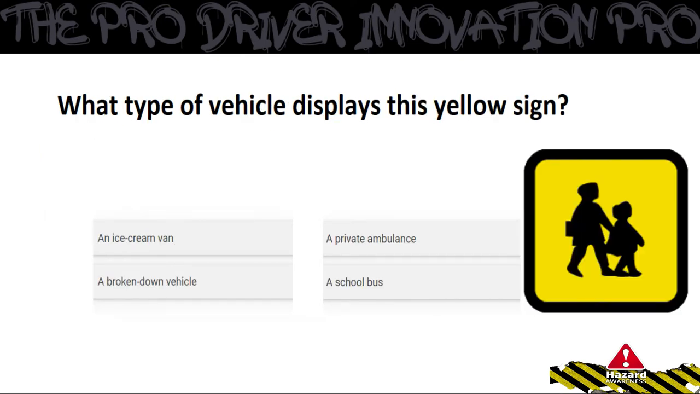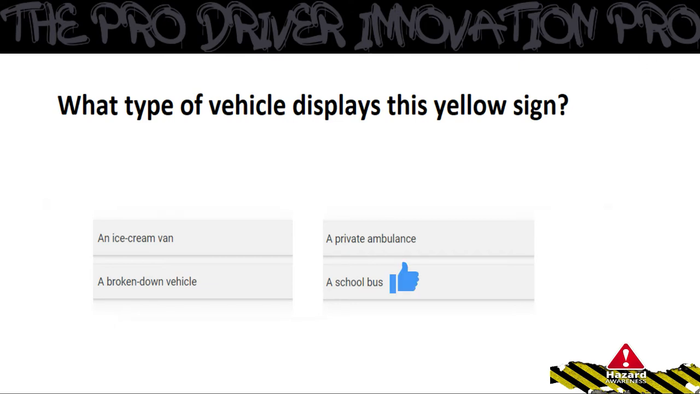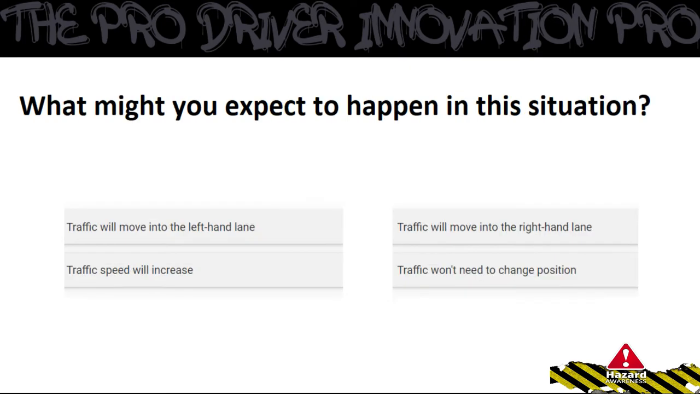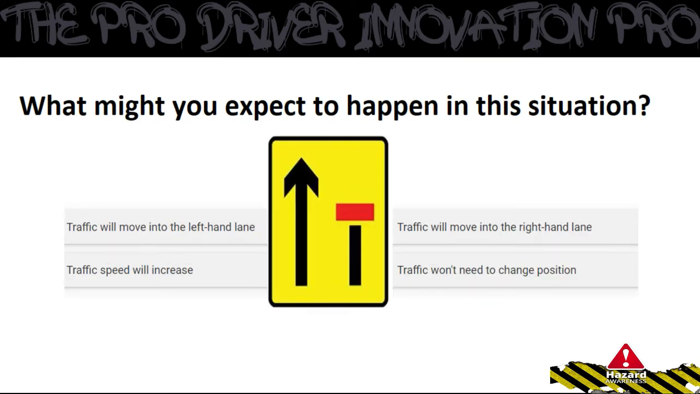What type of vehicle displays this yellow sign? An ice cream van, a private ambulance, a broken down vehicle, a school bus. A school bus.